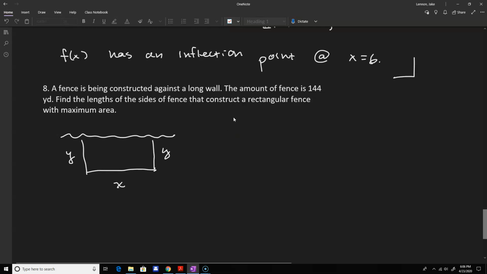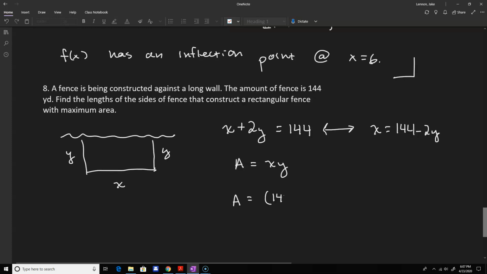So we know the amount of fence, so we have x plus 2y, that is equal to 144, and then basically we want to maximize the area, which is just x times y. So if we solve the above equation for x, we get 144 minus 2y. So we can replace x by 144 minus 2y. So we multiply this by y. So let's expand. So multiplying through by y, we get 144y minus 2y squared.